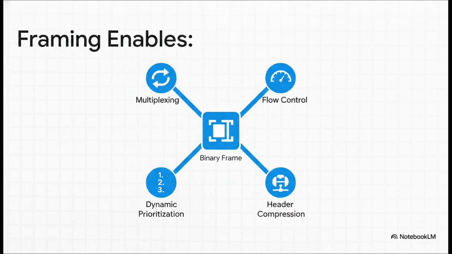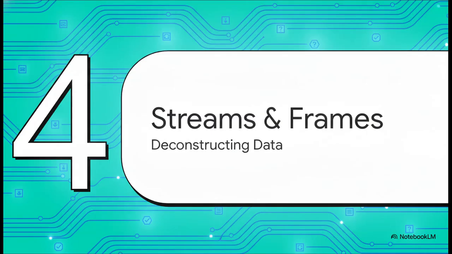Check this out. It enables multiplexing, flow control, which lets the endpoints manage their buffer space intelligently, and dynamic prioritization. That means a browser can literally tell the server, hey, this CSS file is way more important than that background image. Plus, of course, it enables that HPACK header compression we just talked about. It's a massive upgrade. Next up, section 4, streams, messages, and frames.